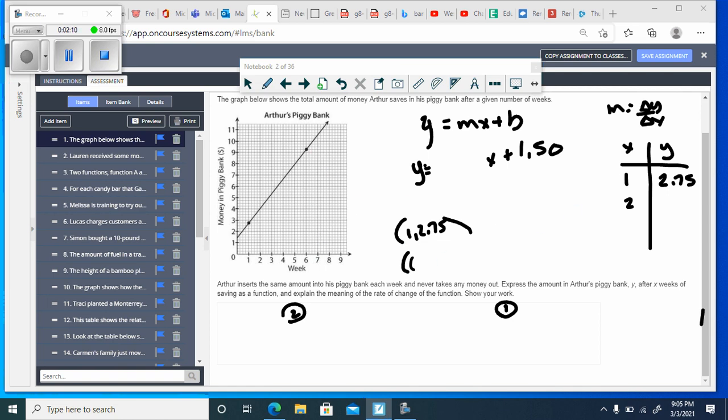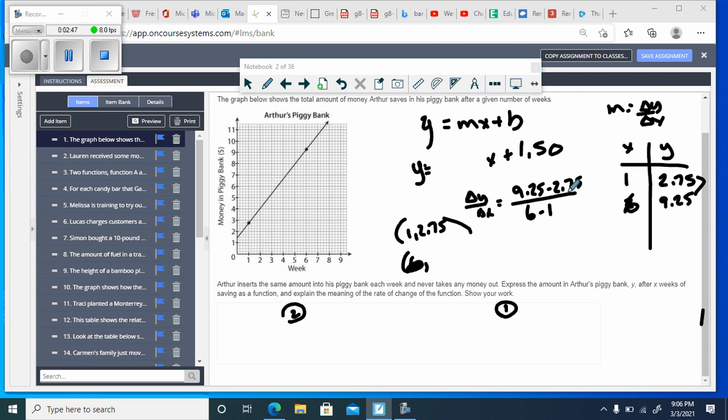Let's see what week is that. Week 6. At week 6, what have we got? We would have 9.25. Okay, so to find the difference here, that's week 6, not week 2, so week 6. To find the change in y with the change in x, we need to find the difference in our y values. Change in y over change in x would be 9.25 minus 2.75 divided by 6 minus 1.